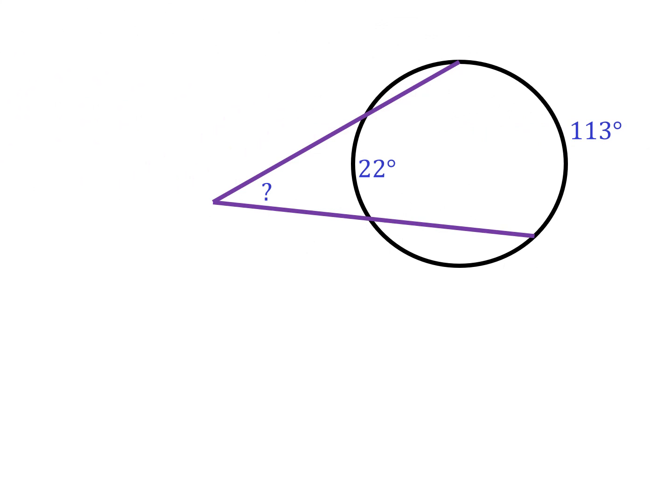Now, if the angle is outside the circle, there is a theorem that we call the angle outside the circle theorem, where the idea is to get this angle, you have to subtract the two measures of the intercepted arcs. So the major arc 113 degrees minus the smaller arc, which is 22 degrees, and then divide the difference by 2. So it will give you 45.5 degrees.